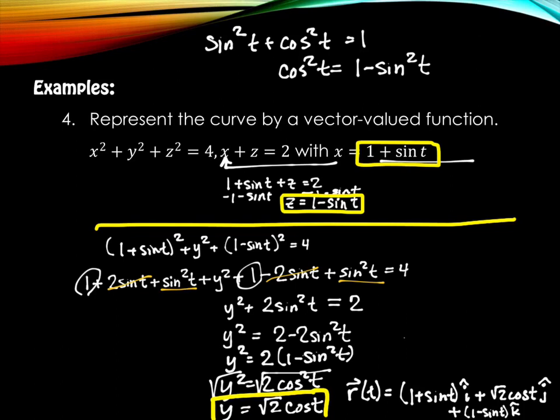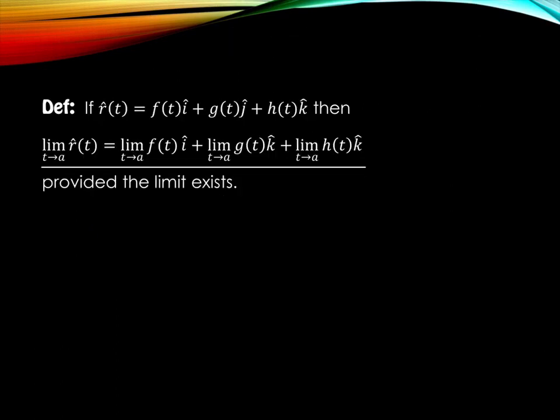Somebody said limits when I saw this already coming in today. So we're going to look at limits. Just like everything else, though, they're going to behave the way that we would expect them to, right? So if we have our vector valued function, f of t i plus g of t j plus h of t k, and we want the limit of that function as t approaches a, we just take the limit of each of the individual 3 functions as t approaches that value.